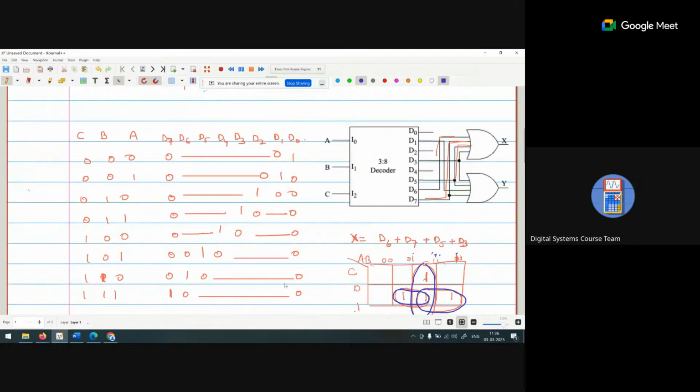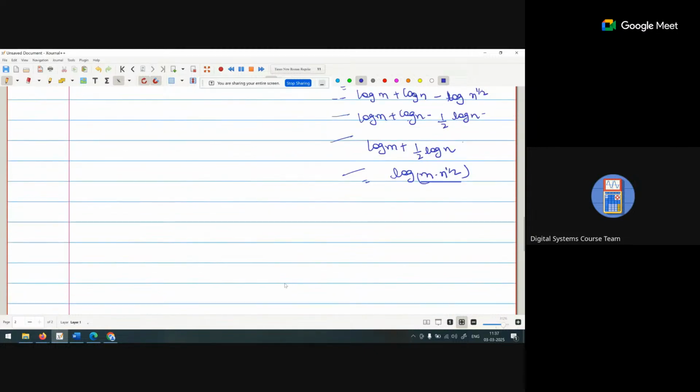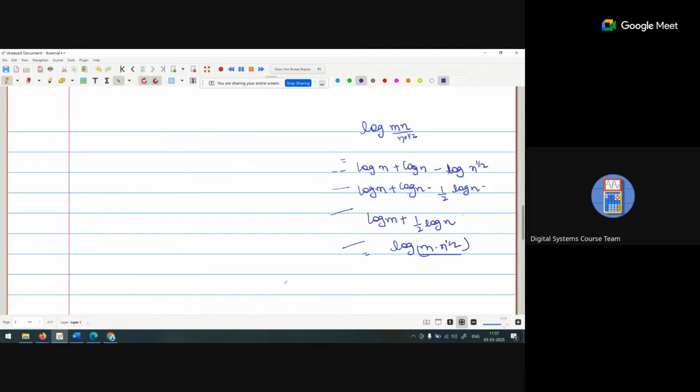Y is what? Y is D1, D3, D5 and D7. Okay. So it is C bar B bar A plus C bar B A plus C B bar A plus C B A.